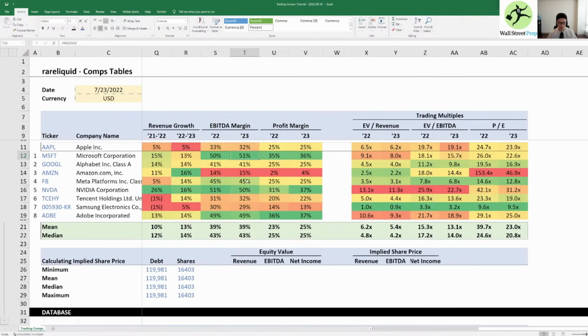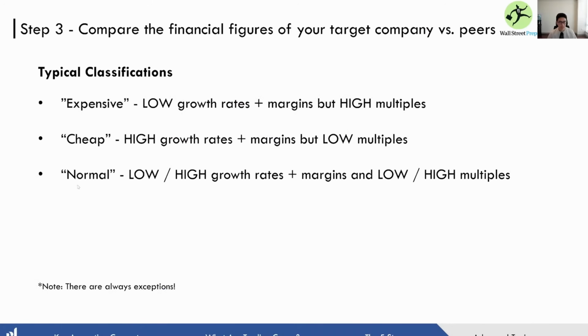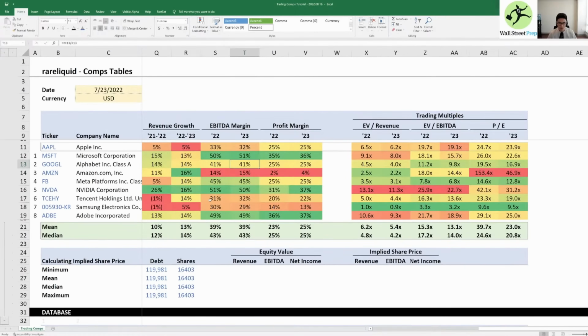And then let's look at something. So what did we go through so far? We went through something that's kind of normal. So NVIDIA was high growth rates and margins, but high multiples. Something that was cheap, so high growth rates and low multiples. Something that's expensive is low growth rates, but high multiples. Not sure if we're going to necessarily have that here. Yeah, I don't think we necessarily have that.